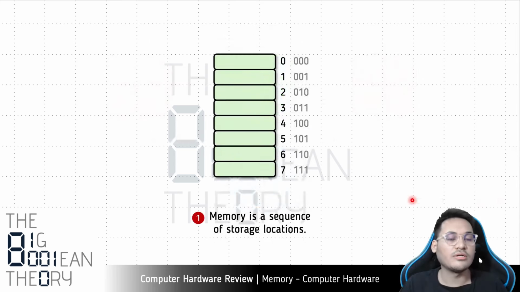So now that we have understood why we need the memory, let us see how it is organized. As you can see in this slide, a memory is a sequence of storage locations. For example, here you see a simple memory that has 8 storage locations, and this is how any kind of memory is structured. It will be a sequence, or you can call it an array, of storage locations.